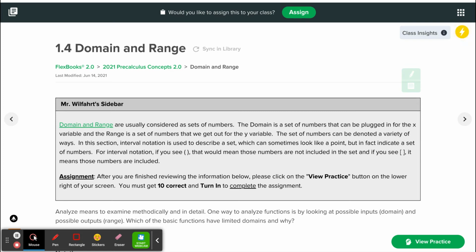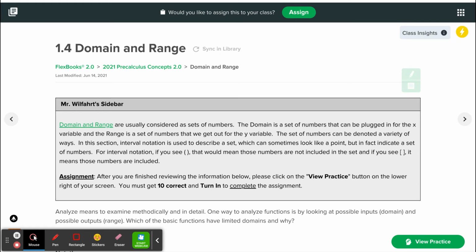And I'm sure you've heard of domain and range before in other math classes. We want to just talk about this again a little bit and also talk about a little bit of set notation. Because when we talk about domain and range, we're talking about a set of numbers.